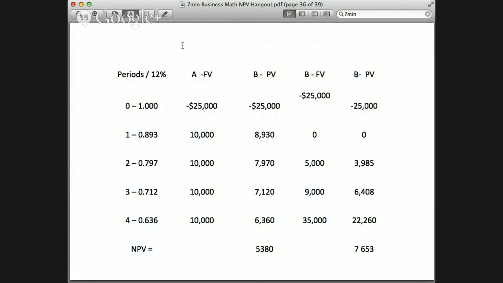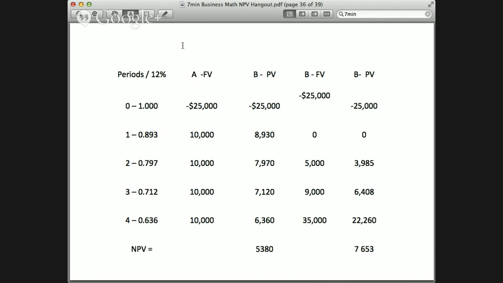Let's look then at comparing machine A and machine B. In that first line there, we've got the periods and the 12% rate of return. Machine A's future value is in the second column, and then present value. Then we've got machine B's future value and machine B's present value. The periods are 0 through to 4, and they are the rate of return percentages for each of the years according to the table that I showed you earlier.